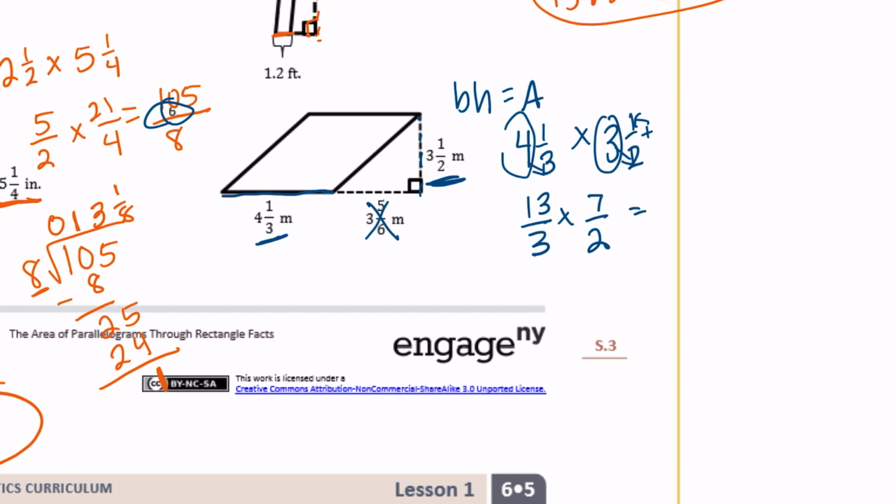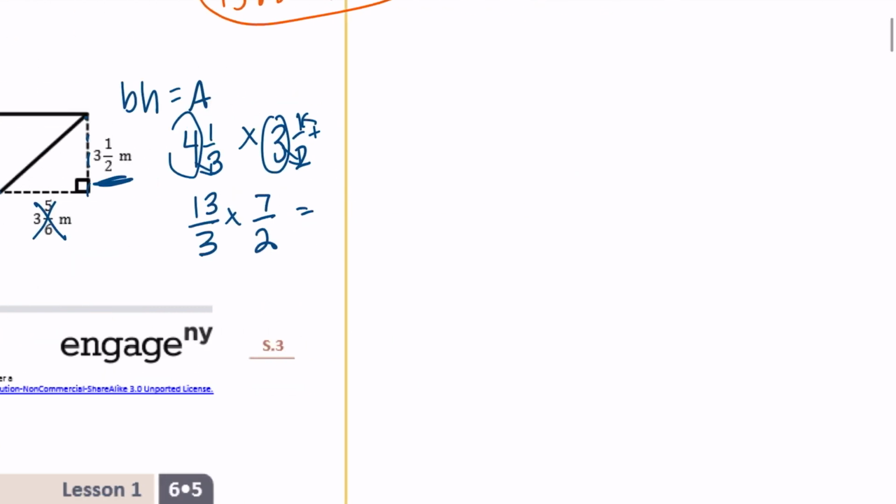So 13 times 7 is 91. 3 times 2 is 6. And 91/6. We need to make that back into a mixed number. So let's do 91 divided by 6.